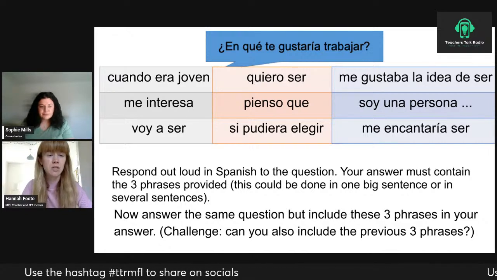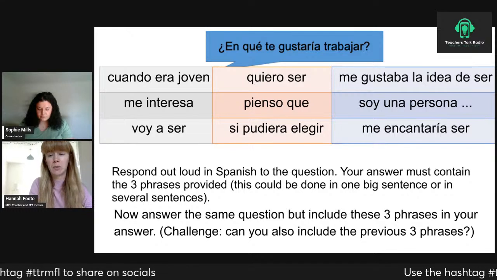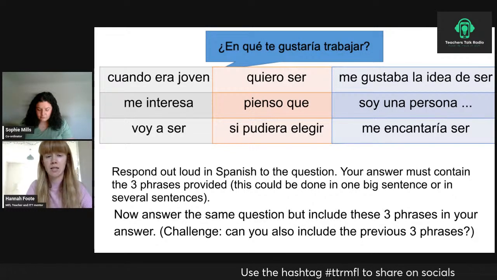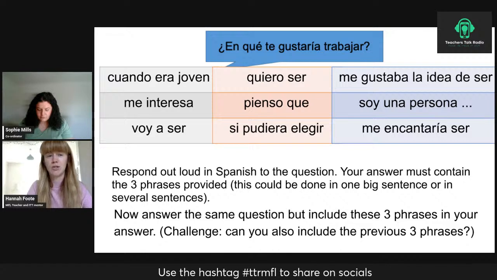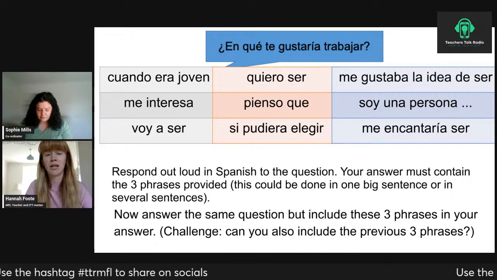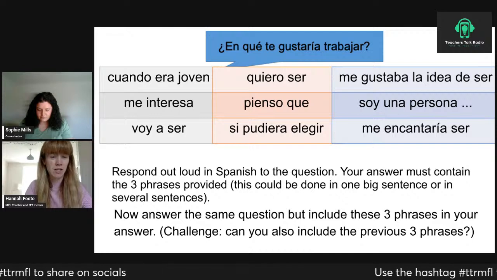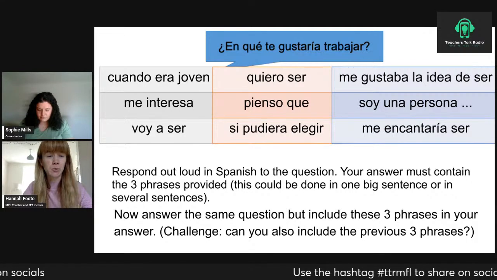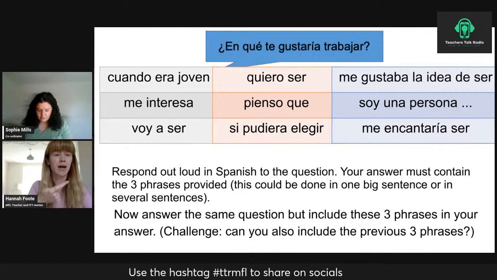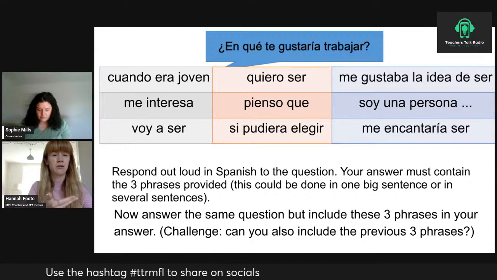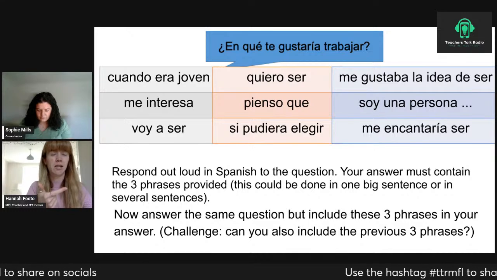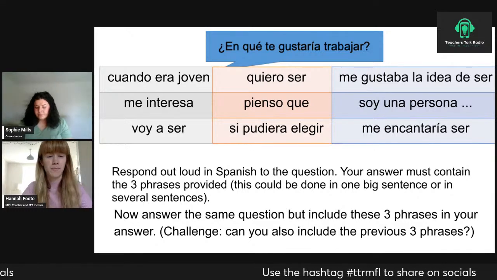So my answer must include cuando era joven, at some point when I was younger. It has to include me interesa, it interests me, and it has to include voy a hacer. So you can see I'm really trying to push certain structures here. I'm pushing the use of the past, present, and future tense. And my partner, who would hopefully be listening to me, is just going to keep a tally on their fingers of how many of these phrases I've used. So if I've used cuando era joven, yep, I've got that one. Then I've also gone into me interesa, etc.